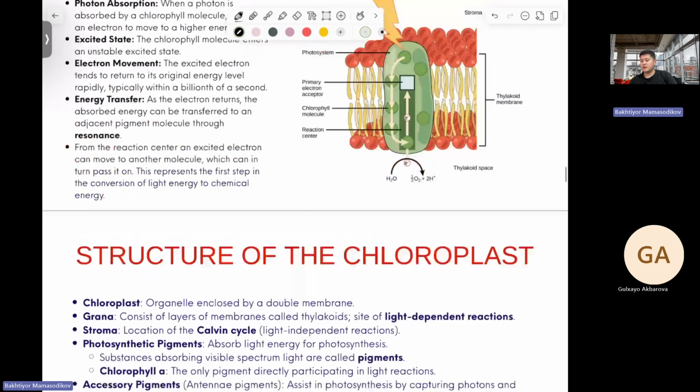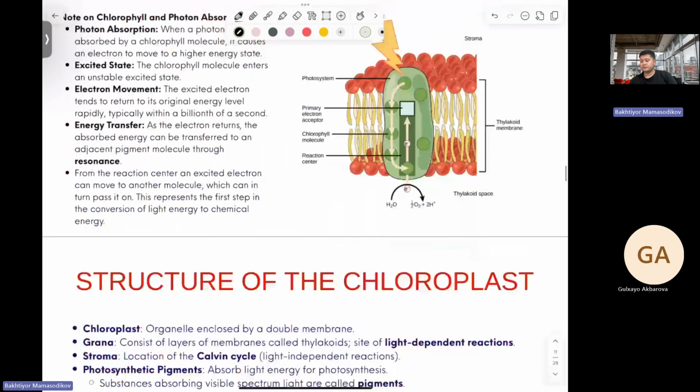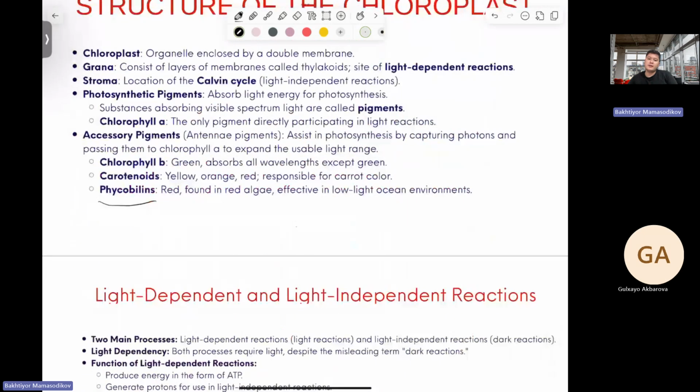The phycobilins exist in the red algae. They absorb the green light, which helps in the deep ocean, where the blue and the red light are scarce. In the deep oceans, there is less blue and red light. That's why they absorb the green light, because green light has lower energy and a longer wavelength that can be absorbed. So they're called accessory pigments.